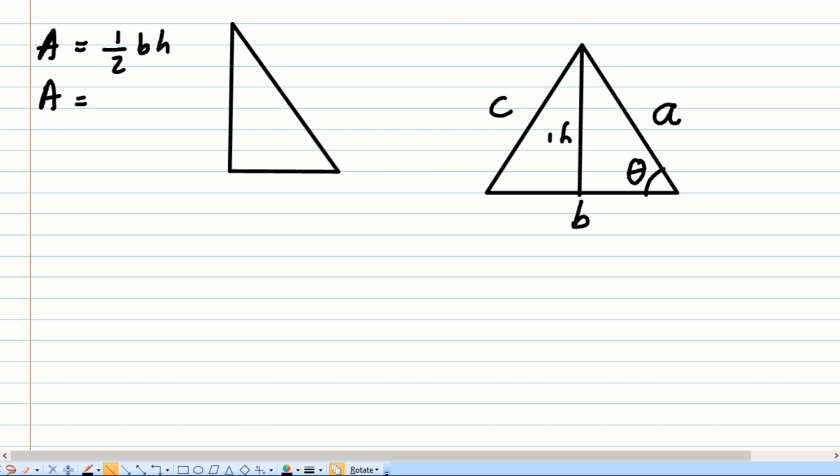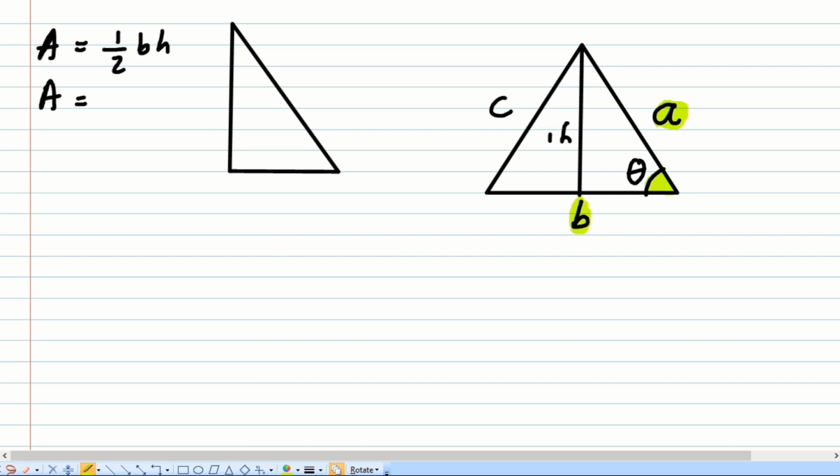Now our formula has not changed. We still want to use half base times height, just that we don't know the height in this case. Remember, in this type of triangle now we are given A, we are given B, and then we are given this included angle. Now these are the three things given. In the first case, you'll be given the base, you'll be given the height. You just use half base times height.